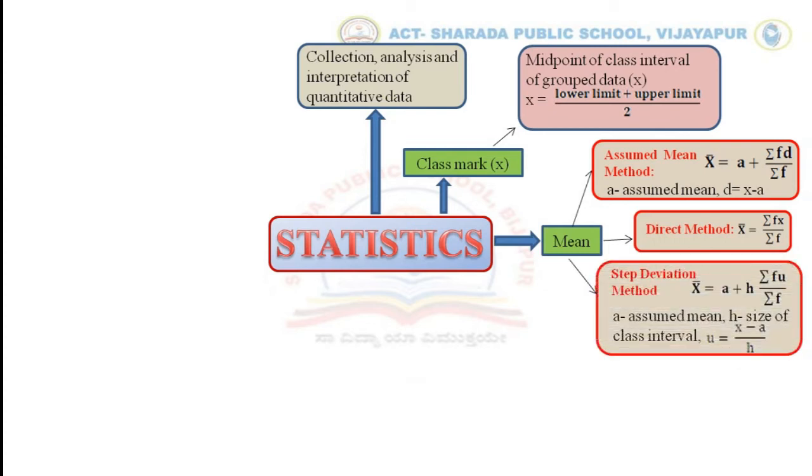Next, the third method, step deviation method. According to step deviation method, mean is given by the formula x bar is equal to a plus h into sigma fu divided by sigma f, where a is the assumed mean, h is the size of class interval, and u is given by the formula x minus a divided by h.